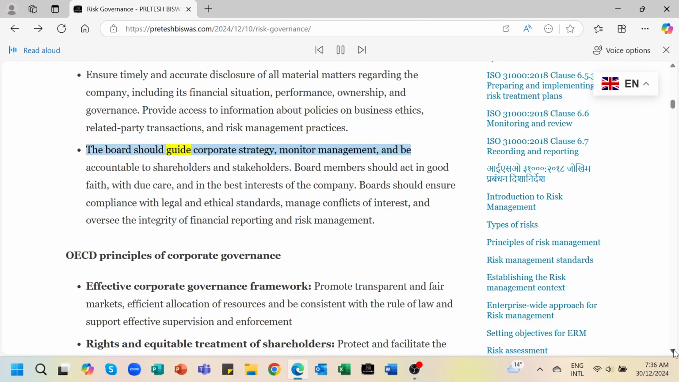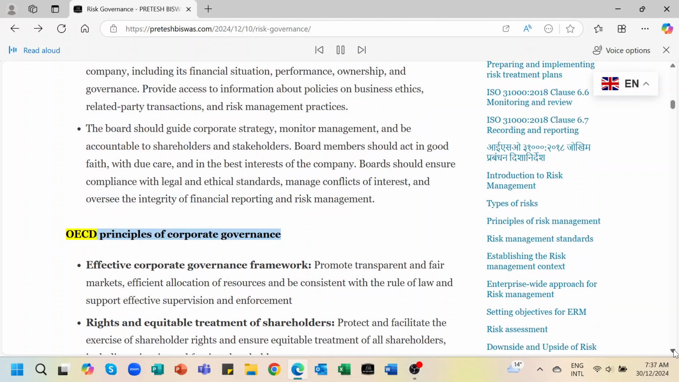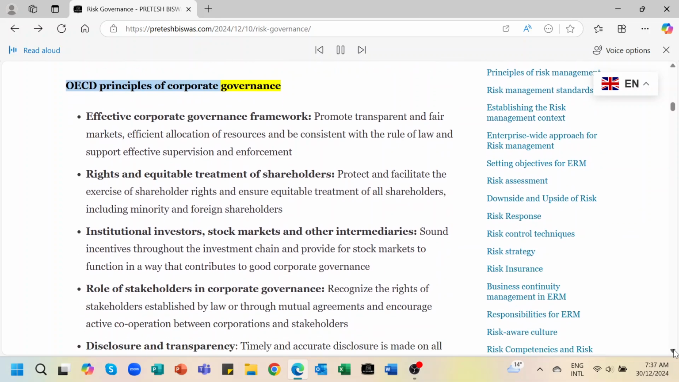The board should guide corporate strategy, monitor management, and be accountable to shareholders and stakeholders. Board members should act in good faith, with due care, and in the best interests of the company. Boards should ensure compliance with legal and ethical standards, manage conflicts of interest, and oversee the integrity of financial reporting and risk management. OECD Principles of Corporate Governance.